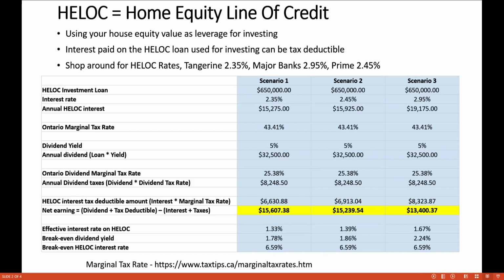So when you look at scenario 2, the only difference is the interest rate has gone up 0.1%. And you can see that the net earning difference is just under $400. And when you look at scenario 3, which is 2.95%, you see that it's a little bit bigger difference, right? The net earning difference is just over 2,200.